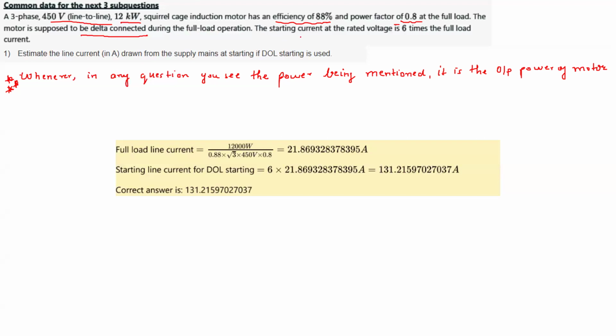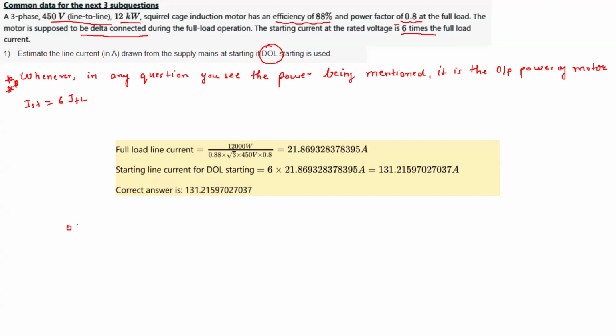They are also saying that the starting current at the rated voltage is 6 times the full load current. So I'm writing this: I starting is 6 times I full load. Now they are asking you to estimate the line current in ampere drawn from the supply mains at starting if direct online starting is used. Direct online starting means you're not using any starting method, so whatever is the usual process of calculating the input current, that is the process you will follow.